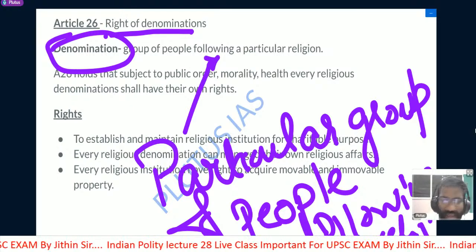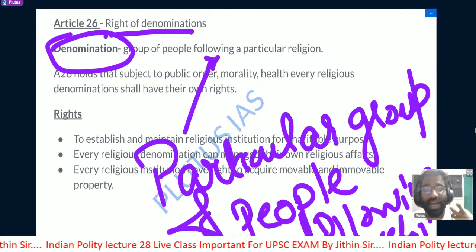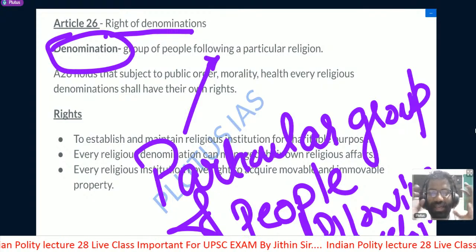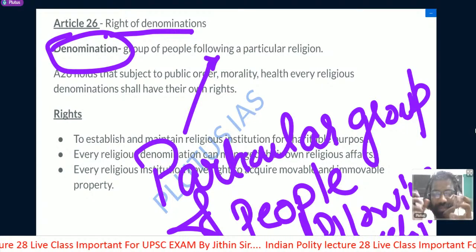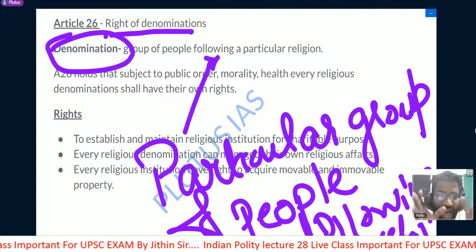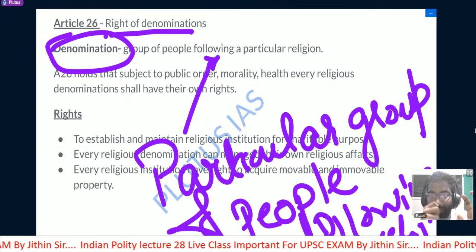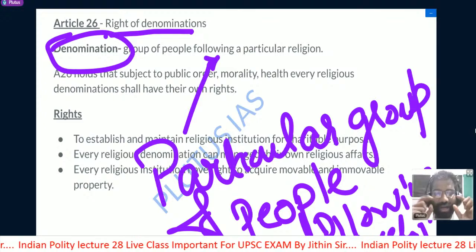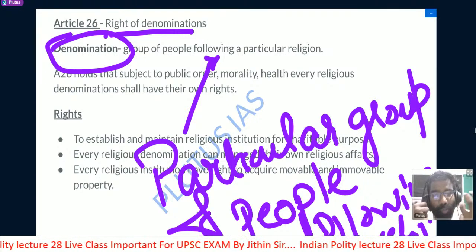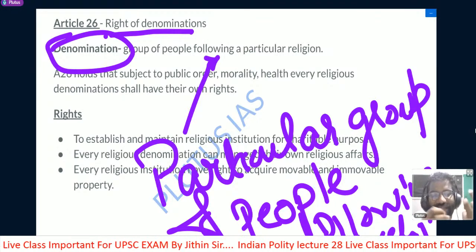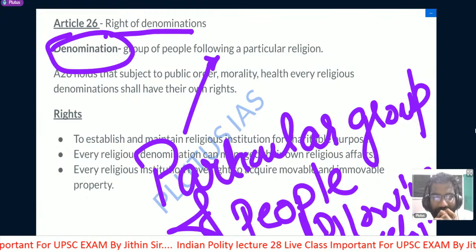like suppose 5 of us are following Islamism. Okay, that is Muslim people, 5 of us. That means we are a group of denomination. We are a group of people following a particular religion. Okay, so even this group, even a small group who believe in a certain religion, has certain rights.